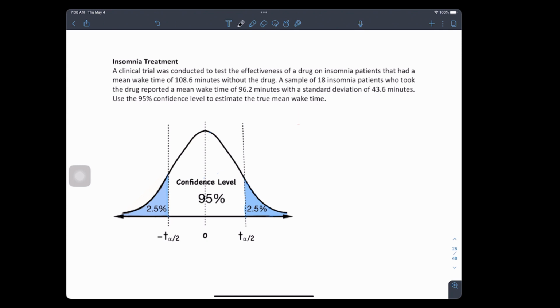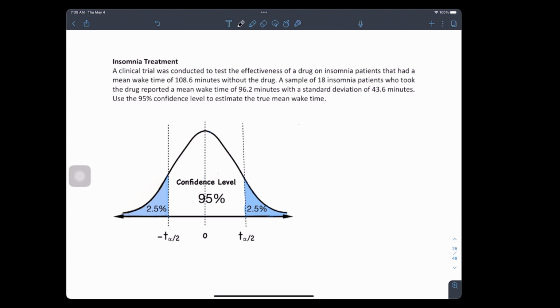So evidently, people with insomnia, they gathered data and they had a mean wake time of 108.6 minutes. That's almost 2 hours. Could you imagine you put your head down at 8 and it takes until 10 o'clock for you to fall asleep? Anybody have that problem? Anybody here have insomnia like that? I hope not. It's horrible, isn't it?